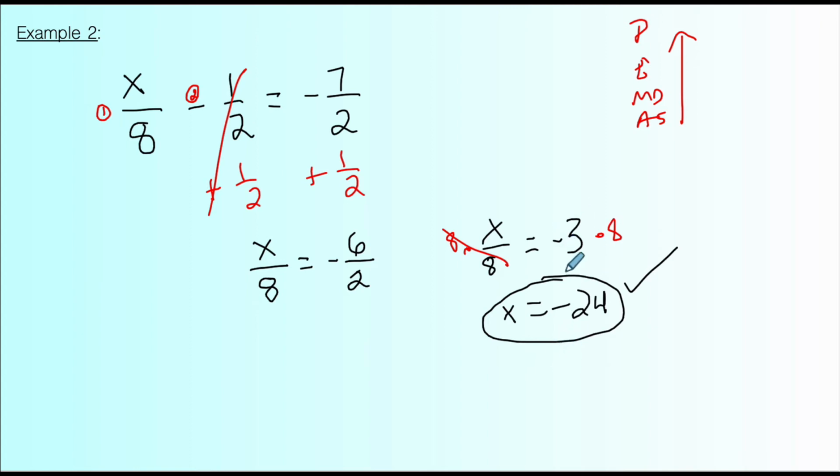You could check it if you wanted to. Negative 24 divided by 8 is negative 3. Negative 3 minus a half is negative 3.5, which is the same thing as negative 7 over 2. So that checks out. Cool.